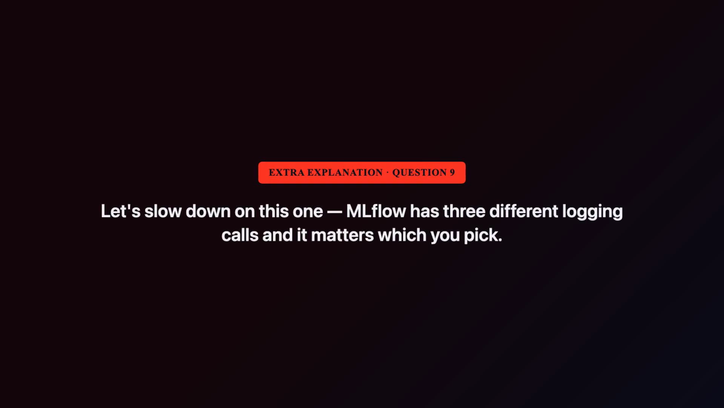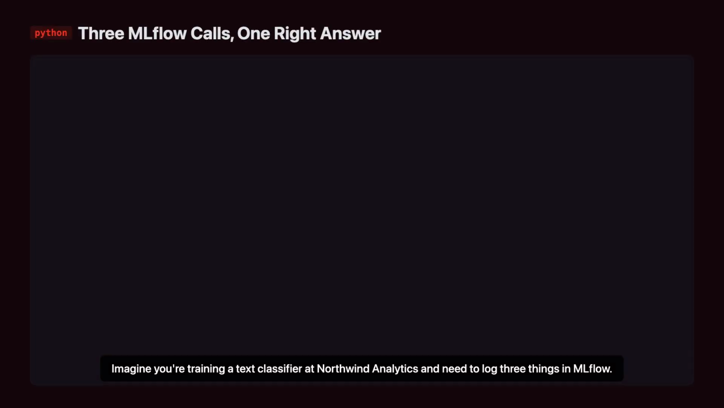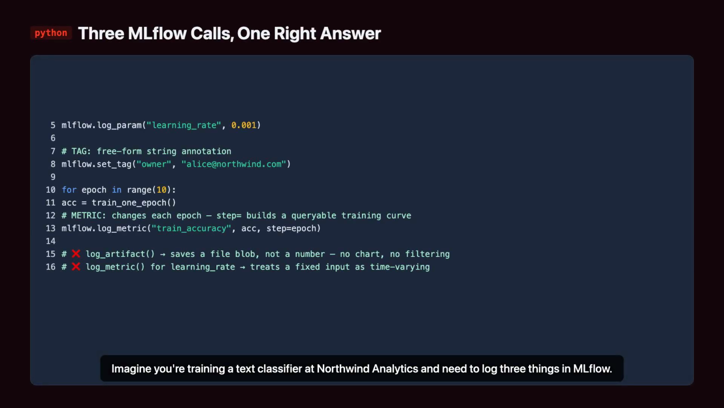Let's slow down on this one. MLflow has 3 different logging calls and it matters which you pick. Imagine you're training a text classifier at Northwind Analytics and need to log 3 things in MLflow. Here's the mental model. A learning rate is fixed before training starts, it never changes, so it's a param.